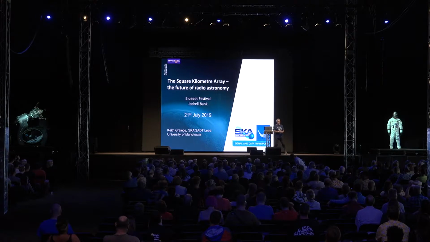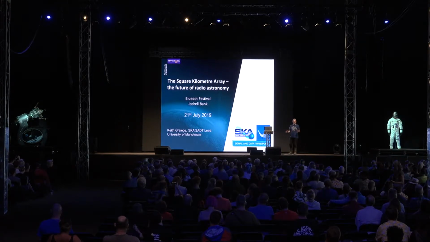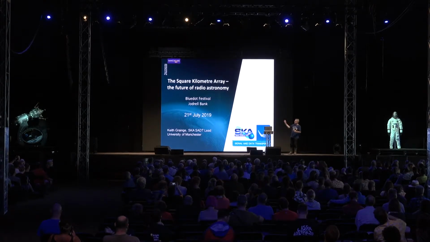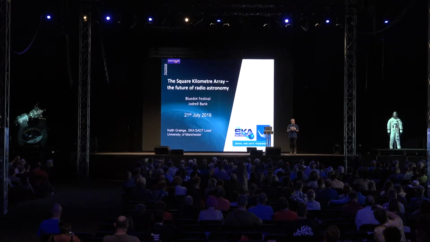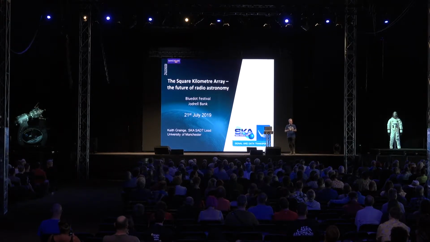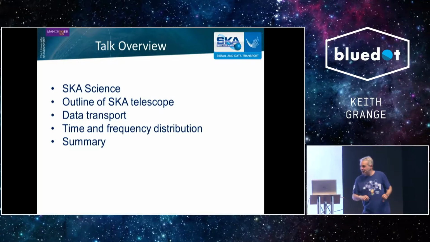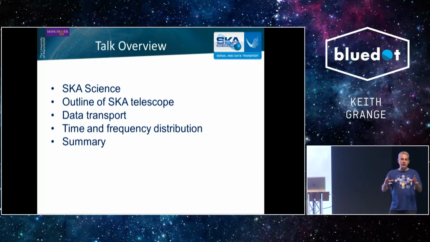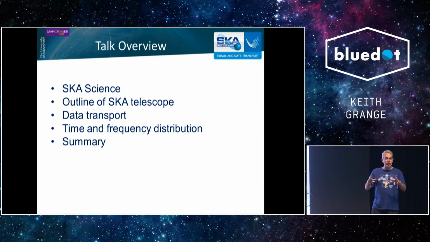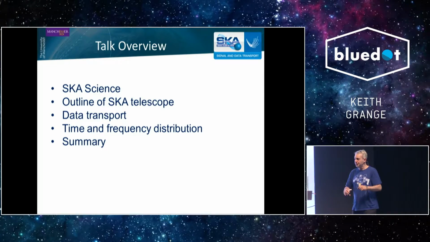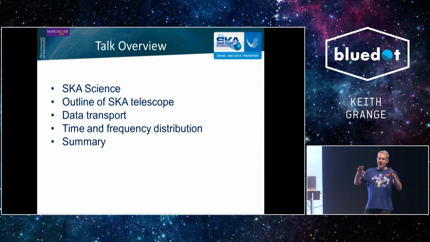Hello, good afternoon. This afternoon I'm going to be telling you all about the Square Kilometre Array, or SKA, which is really going to be the future of radio astronomy. So without any further ado, I'll tell you a little bit about what the SKA is for in terms of the science that we're hoping to do with this new machine, and then exactly how we're going to achieve that, what the main structural components are going to be for this wonderful new telescope.